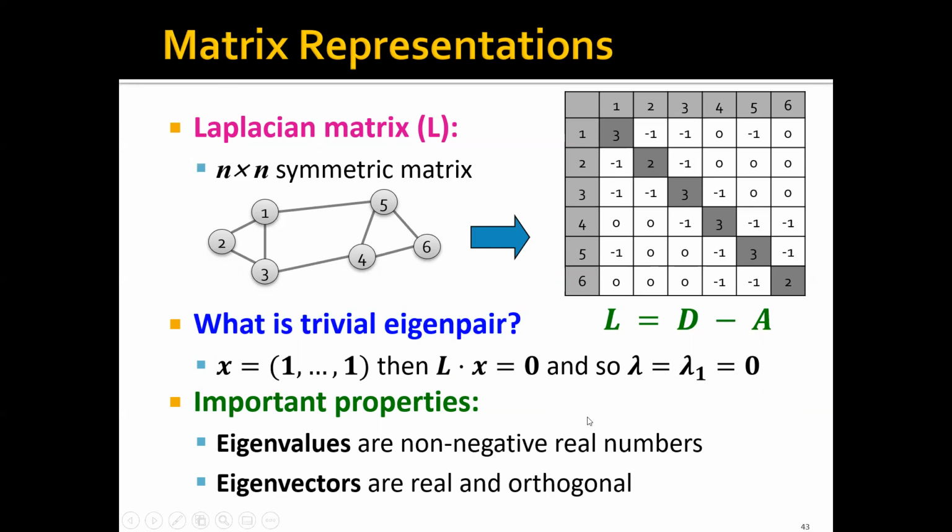Again, here are some important properties of a Laplacian matrix. The first one is that the eigenvalues are always non-negative real numbers. So we can see that this lambda, which is 0 here, is the smallest eigenvalue for any Laplacian matrix. The second property is that the eigenvectors are real and orthogonal, which is similar to the adjacency matrix property.